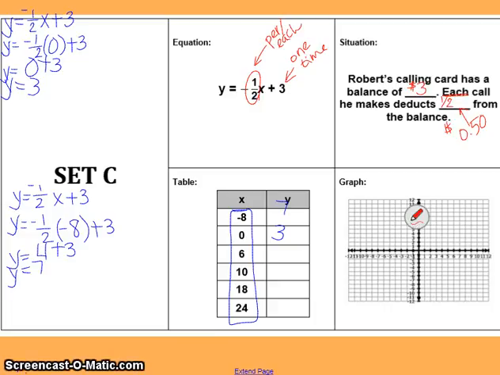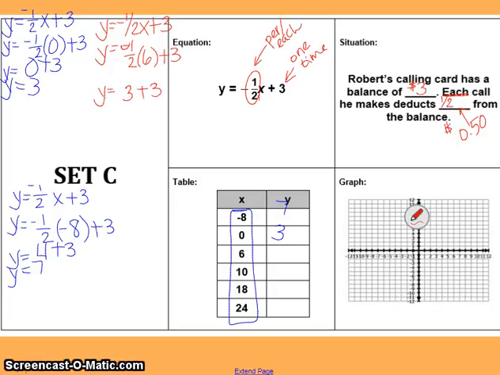So I'm going to plug in all of these x values so that I can get my y value. So my next x value is 6, so I'm going to rewrite that equation. Y is equal to negative 1/2 x plus 3. And again, in that x place, I'm going to plug in 6 this time. And so if I look, I know that half of 6 is 3. If I were to cut that 6 in half, it'd be 3 plus 3.